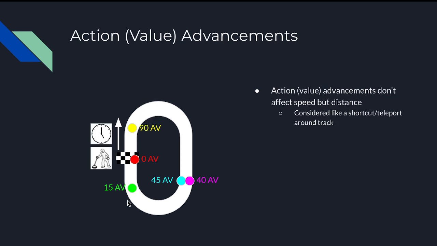So that's speed changes. The second one is action value advancements. They don't affect speed, but they affect distance. You want to consider it as like a shortcut, like you can cut across the track.